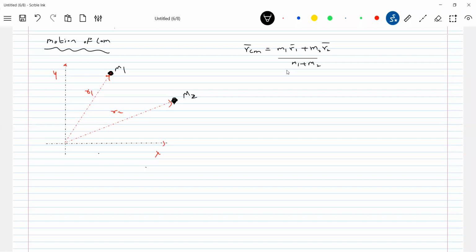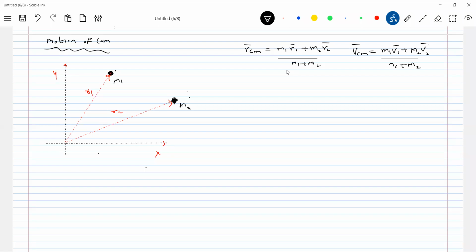If any one particle or both the particles are in motion, then what will happen to those R1 bar and R2 bar? If they're in motion, the position will change with time. So I'll differentiate this, and I'll end up with V_CM equals (m1 V1 bar plus m2 V2 bar) by (m1 plus m2). This will be the velocity of center of mass.